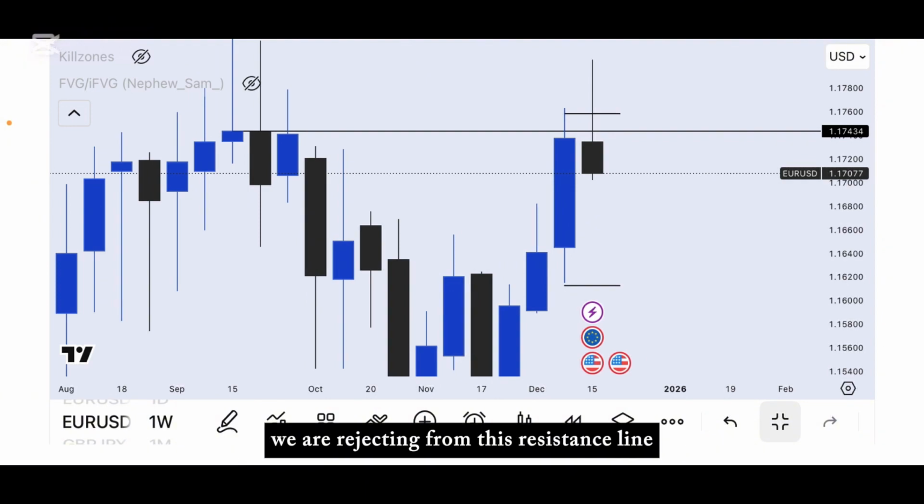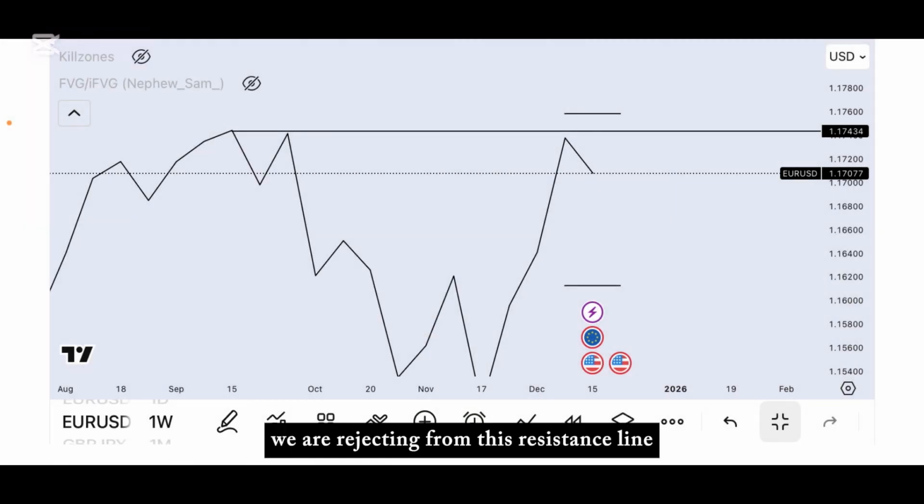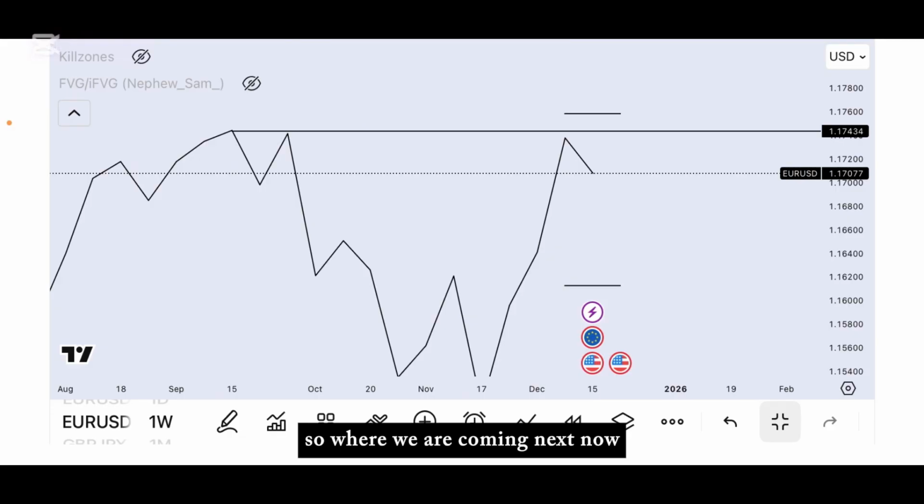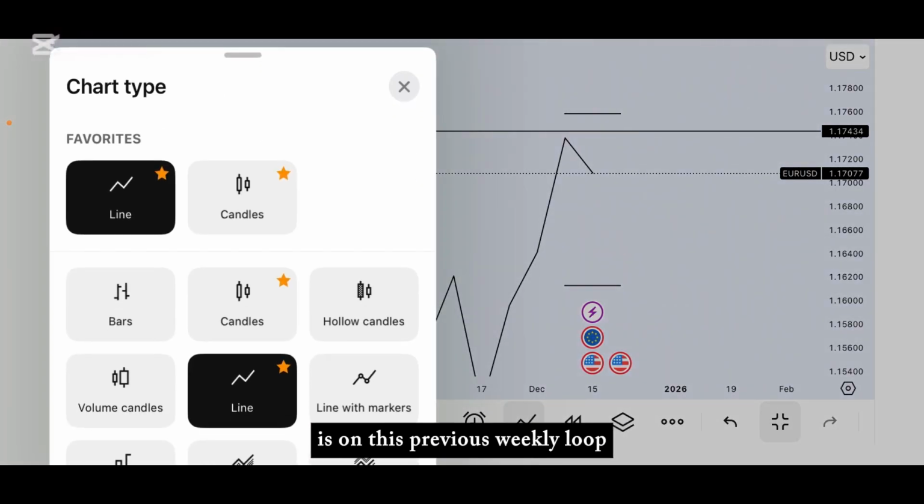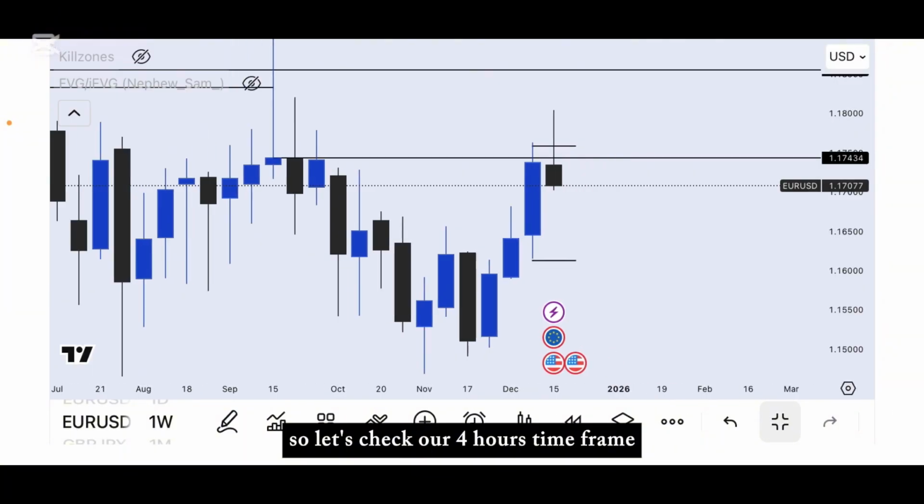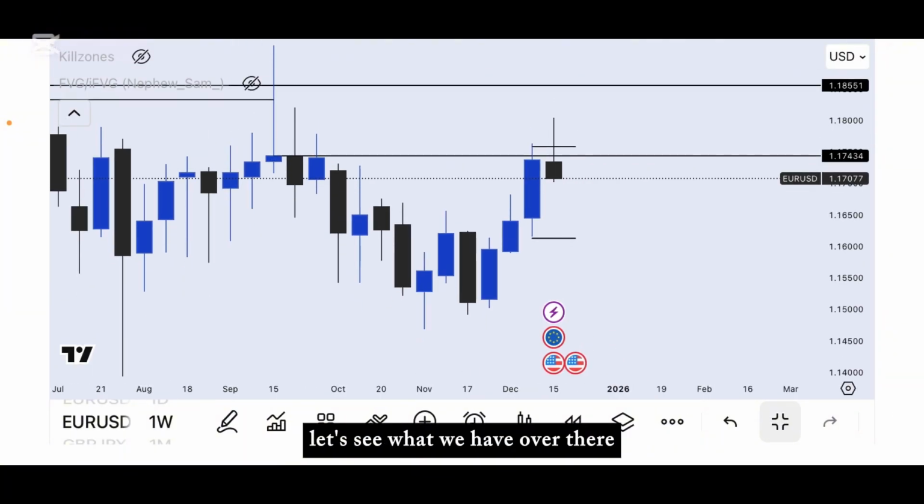Now we are rejecting from this resistance line. Let me put this on line chart so that you see it. We are rejecting from this resistance line. So where we are coming next now is this previous weekly low. So let's check our 4 hour time frame. Let's see what we have over there.